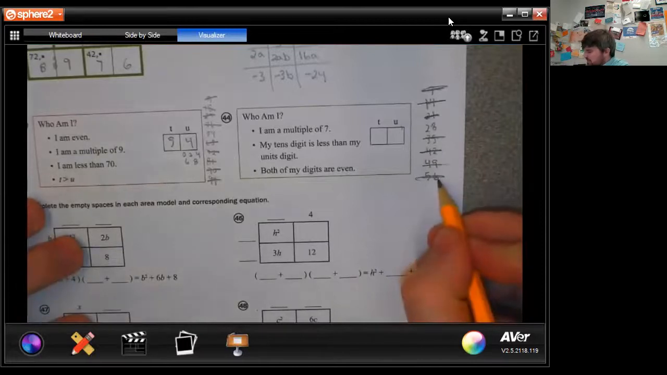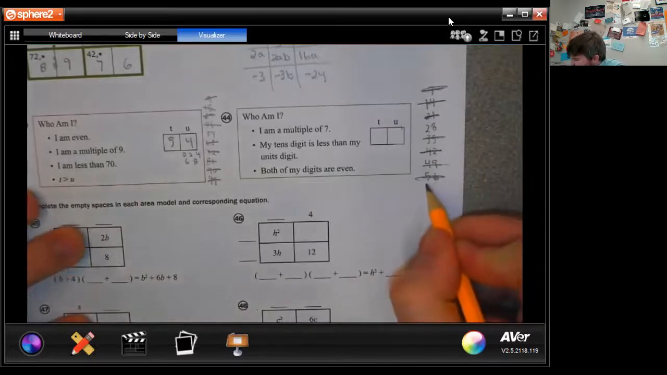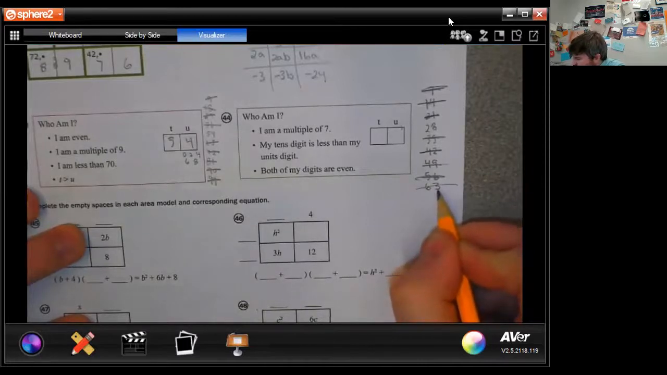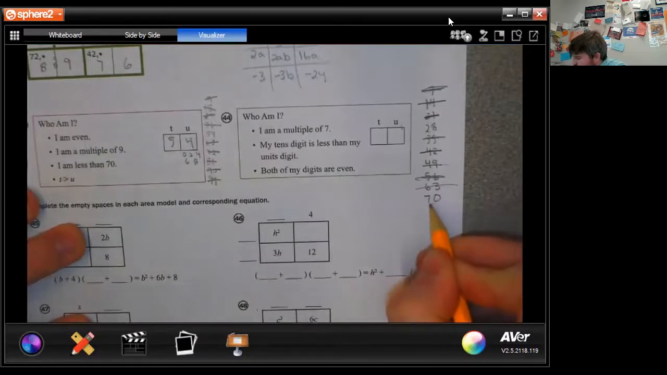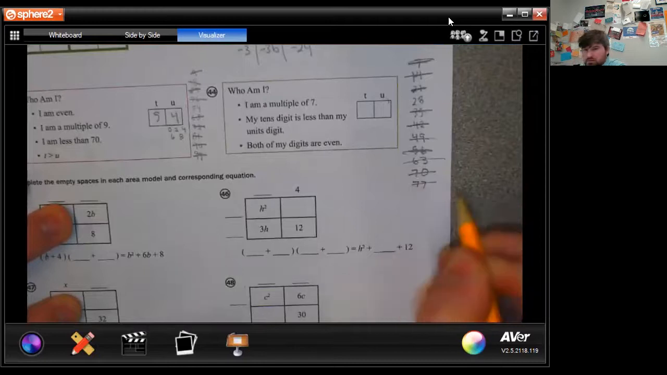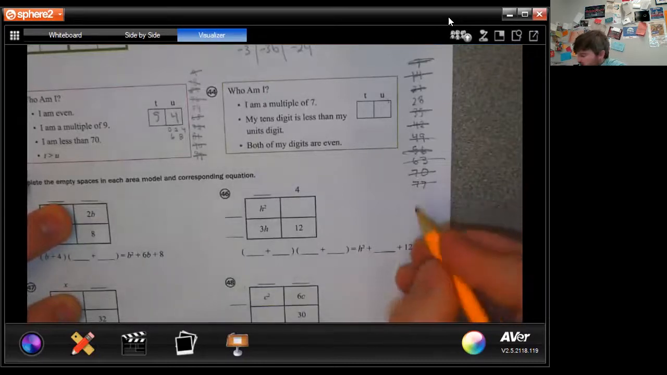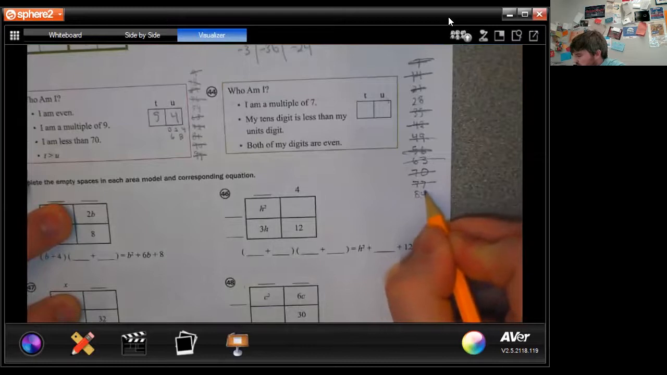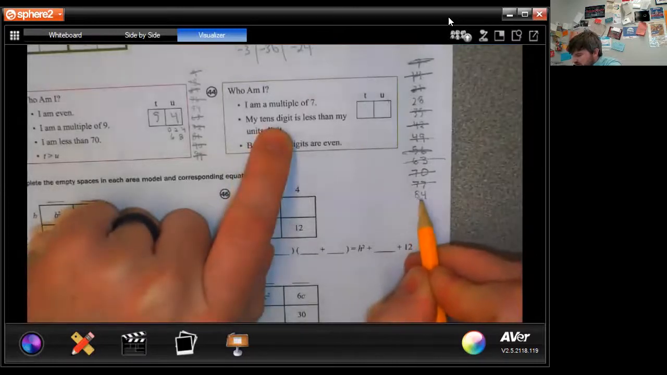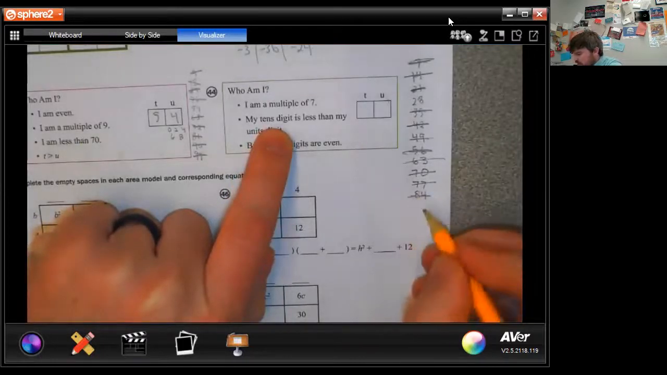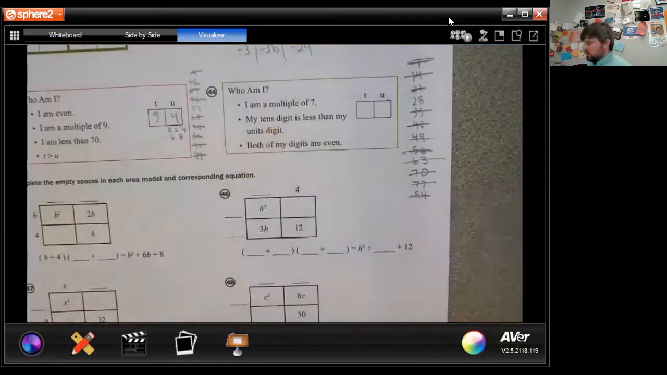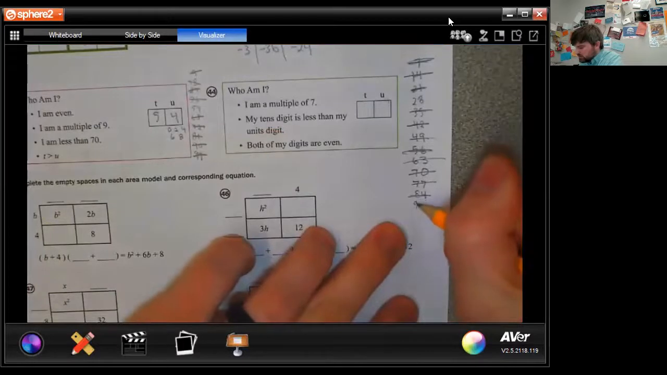So if I add 7 more to this, that would be 63. Those both aren't even. Okay, 63 plus 7, that's 70. Both of those aren't even. 70 plus 7 is 77. Those aren't even. Add 7 more to that, you get 84. Okay, both of those are even, but my tens digit isn't smaller than this digit. So no. Add 7 more to that and you get 91.